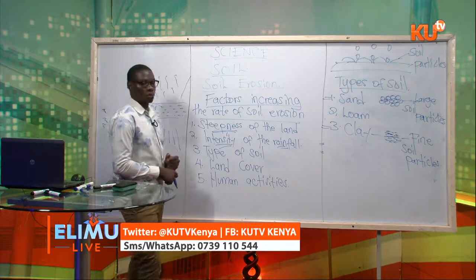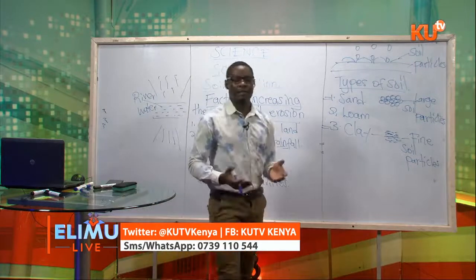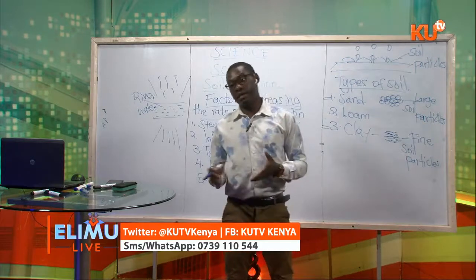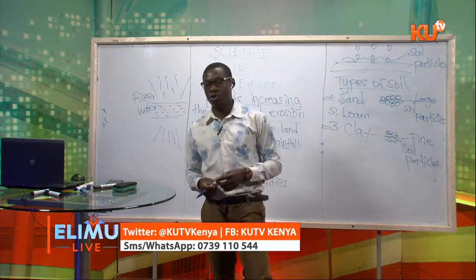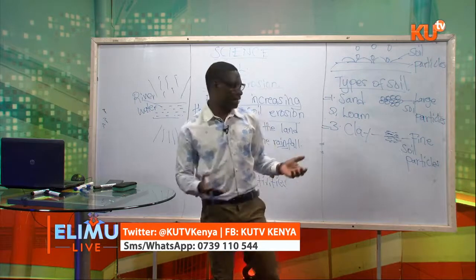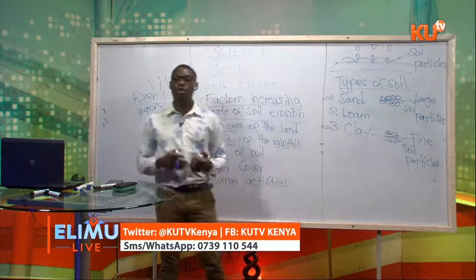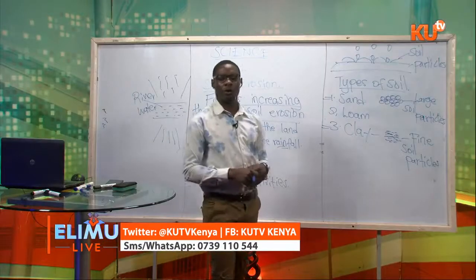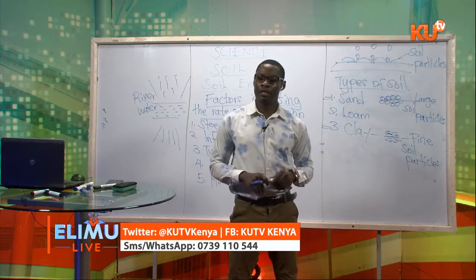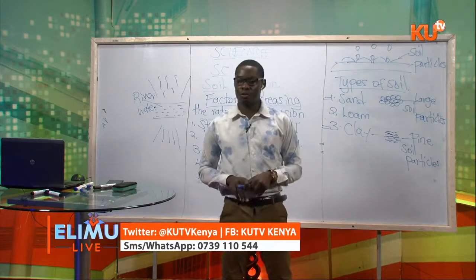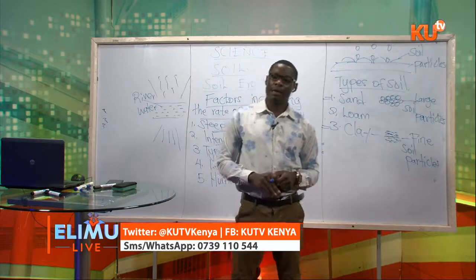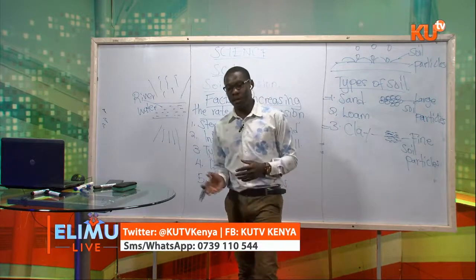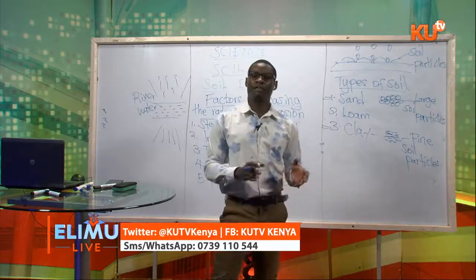Then we come to number 4, the land cover. When I talk about land cover, I'm looking at a bare land and a land that has either plantations or trees. When we have a bare land, soil erosion is going to be high. But when we have plant cover on a land, then soil erosion is going to be very minimal. Why is it so? When the land is bare, there will be nothing to block the water or the wind while it is blowing, if it's the wind, or while it is flowing, if it's the water.